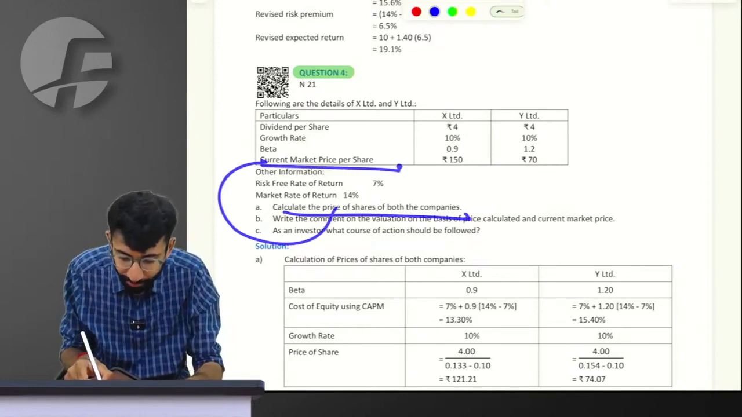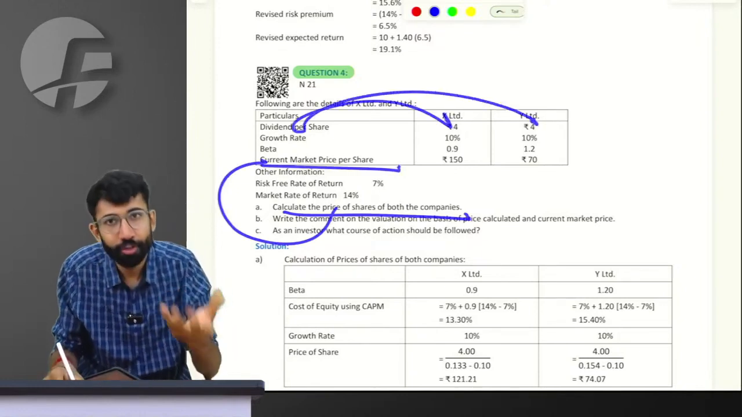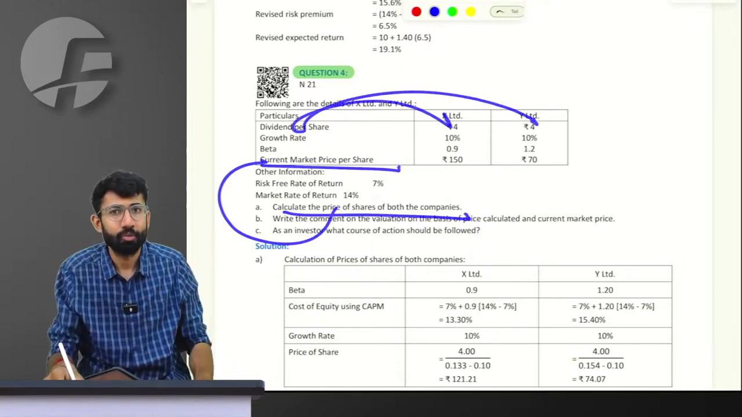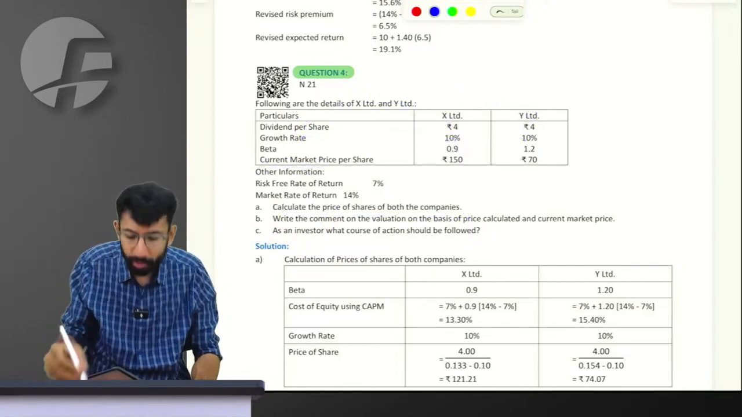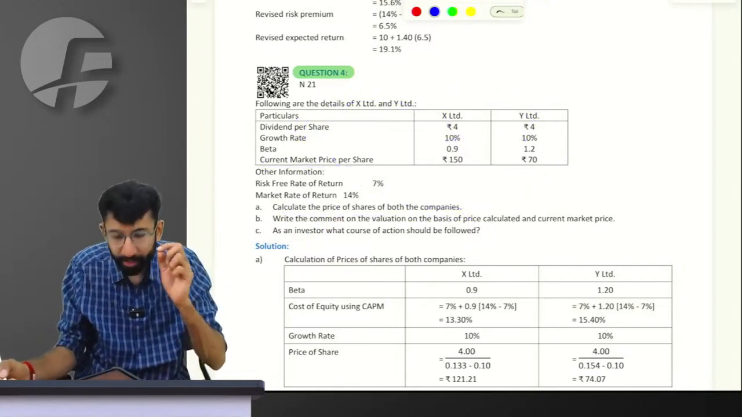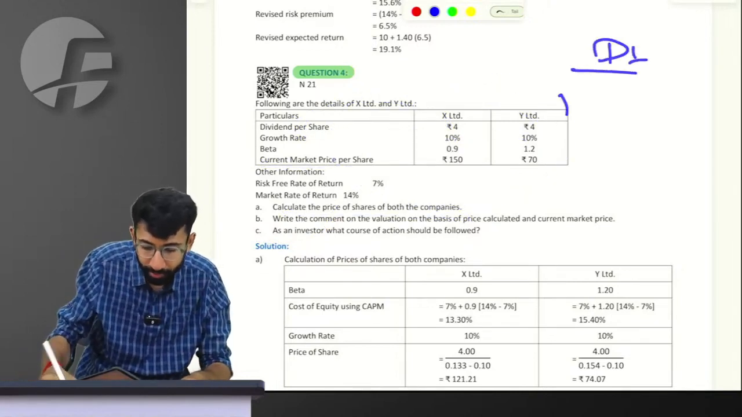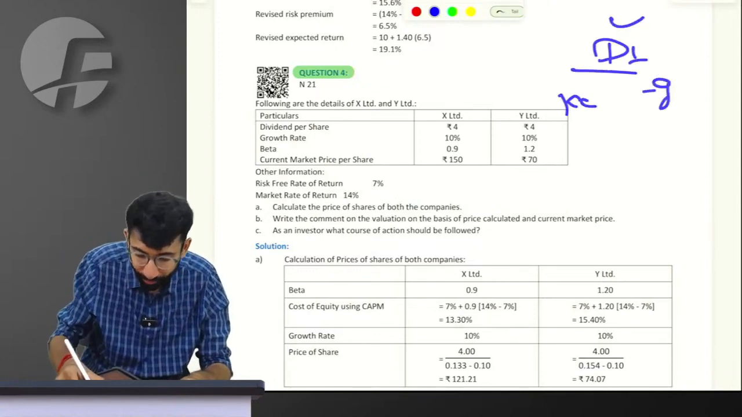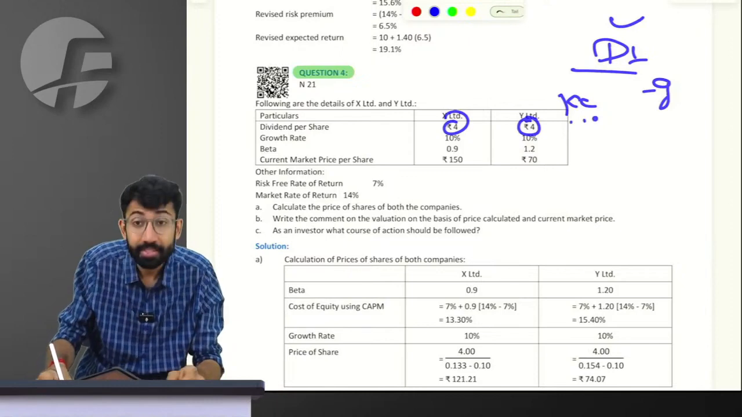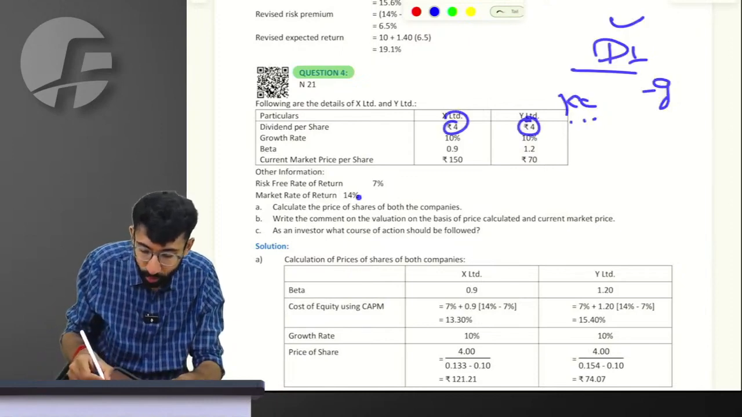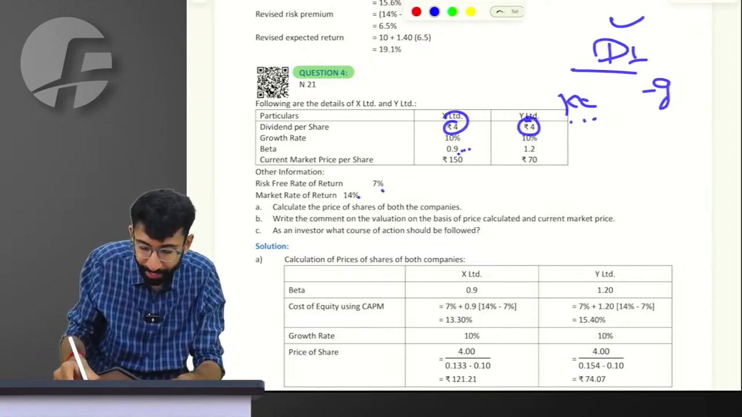To calculate intrinsic value, since the information of dividend is given, you will apply the dividend discount model. Since the information of growth is given, you will apply Gordon's model. So let us apply Gordon's model. What do you need? Sir, D1, KE and G. Do you have D1? 4 can be assumed as D1. Do you have KE? Sir, CAPM will have to be applied. So RM minus RF and into beta.